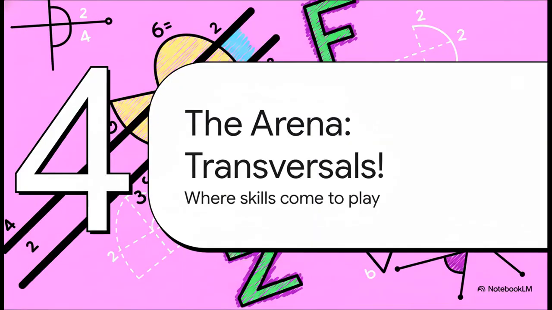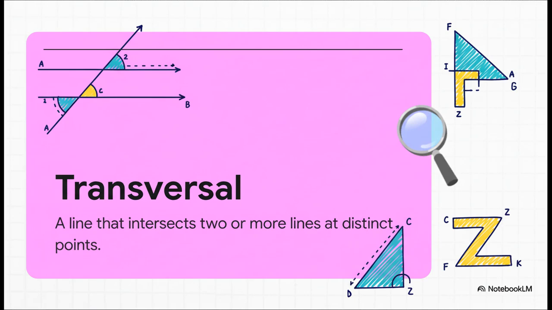All right, it is time. Let's enter the main arena and face the transversal. This is where all those skills we've just been practicing finally come together. So what is this big, scary transversal? Honestly, it's just a line that cuts across 2 or more other lines. That's it. Think about a city map. If you have 2 parallel avenues, that street that cuts across both of them, that's your transversal.